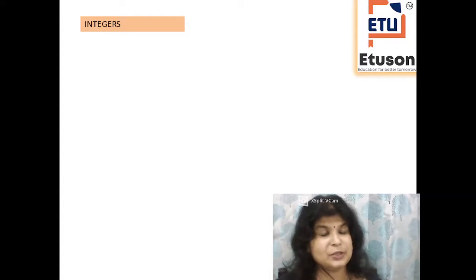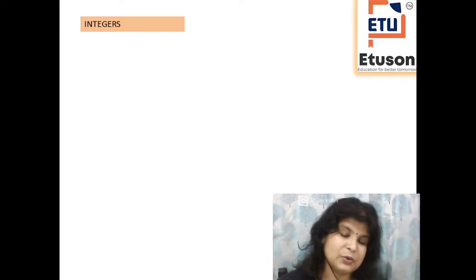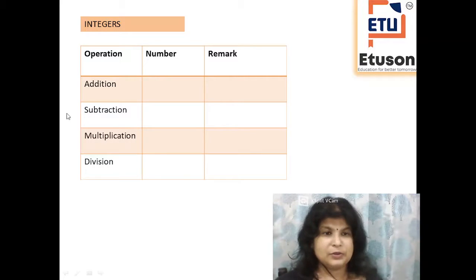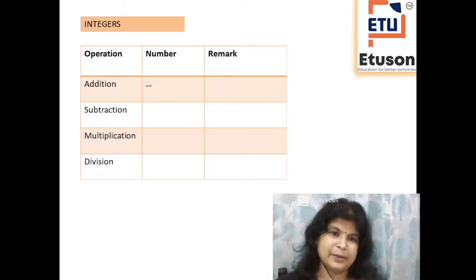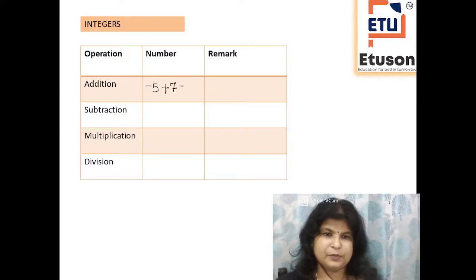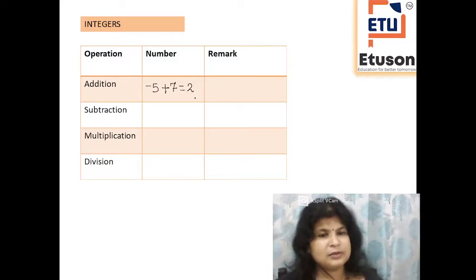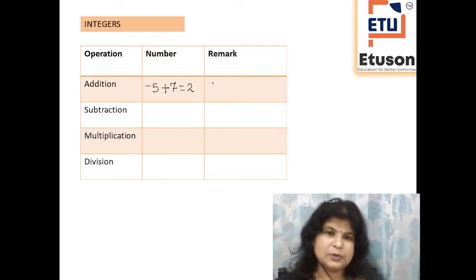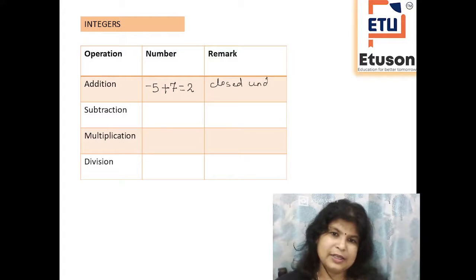Correct? Now, let us go to integers. So integers include your negative integers, 0, and positive integers. Now let us consider that your numbers are, suppose one is minus 5, another one is 7. So minus 5 plus 7. How much is the value? It is 2, a positive integer. So integers are closed under addition.